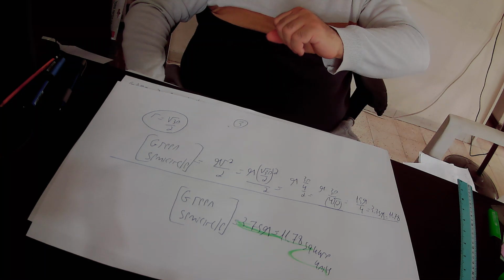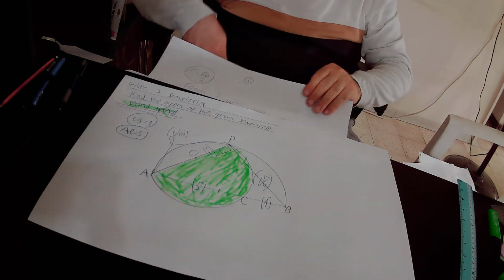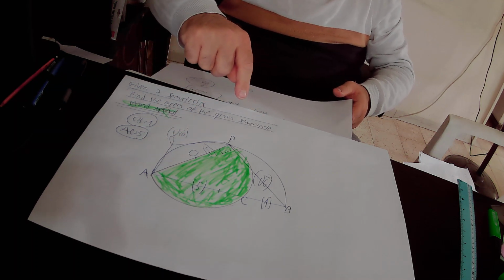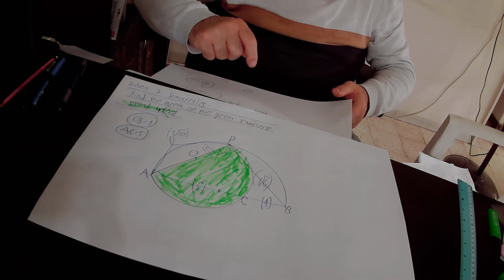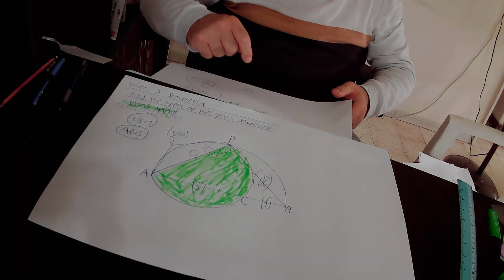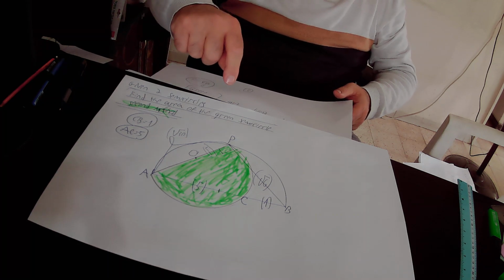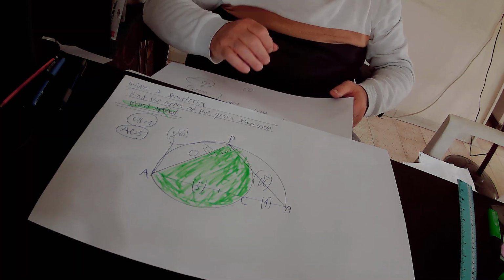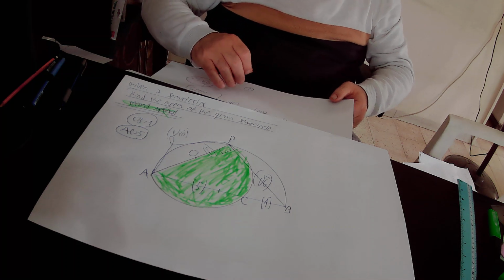So in conclusion, in both methods, we found that the area of this green semicircle equals either 3.75 pi square units, or in terms of numbers, 11.78 square units. Again, in both methods, we arrived at the same result. Okay, thank you very much.